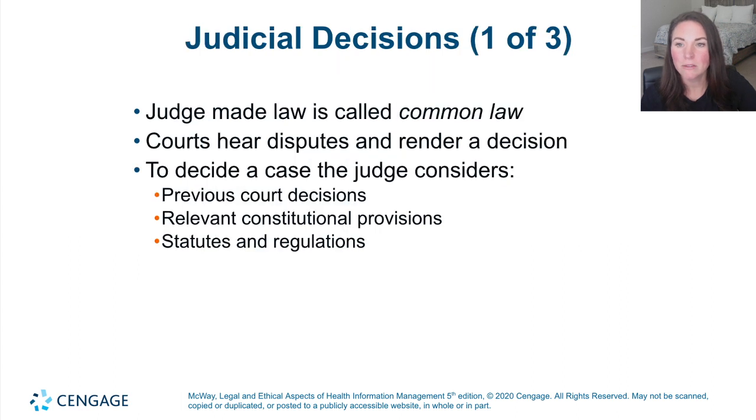Now the last source of law would be common law, or judge-made law. When there's a lawsuit, the court will hear arguments from both sides to make their decision, but in order to make the decision, the judge will look at previous court decisions. In cases like this one, what is typically the decision? They'll look at if there are any relevant constitutional provisions or statutes and regulations.